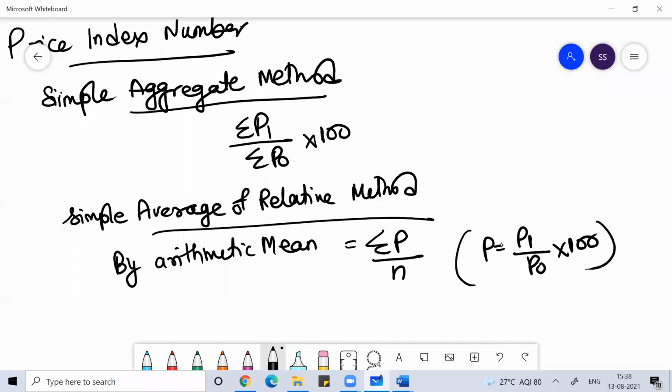We have discussed this here. P is called price relative, and you will get the P value by P1 by P naught into 100.